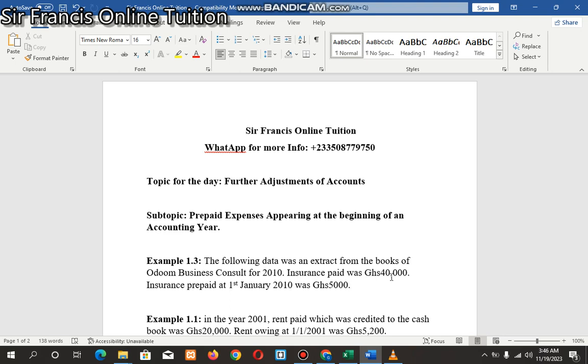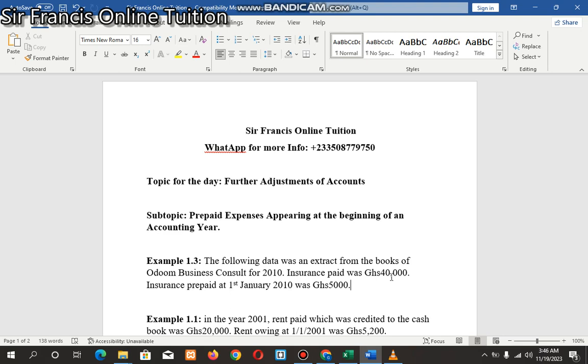Okay, so in 2010 we actually paid 40,000, but in the previous year, which is 2009, we made an advance payment for insurance. Even though the benefits will be consumed in this particular year, 2010, the payment was made in the year 2009. That's why it is an expense paid in advance. The benefit is yet to be consumed, but payment has been made.